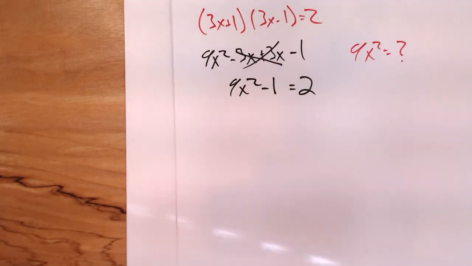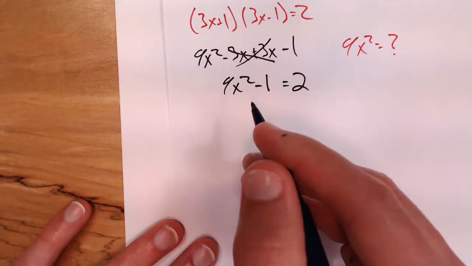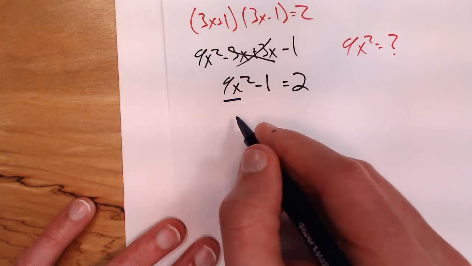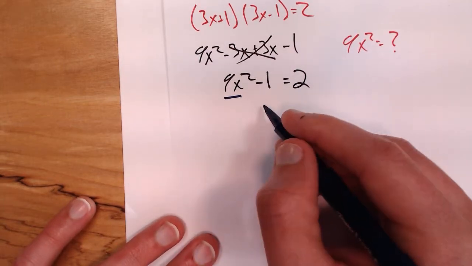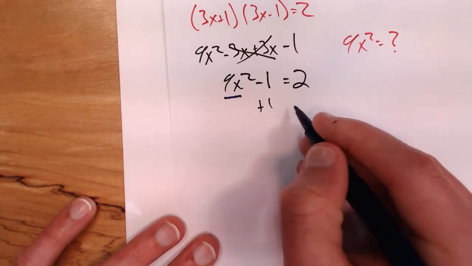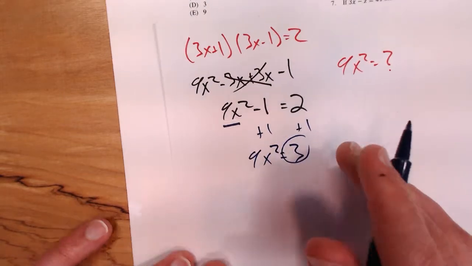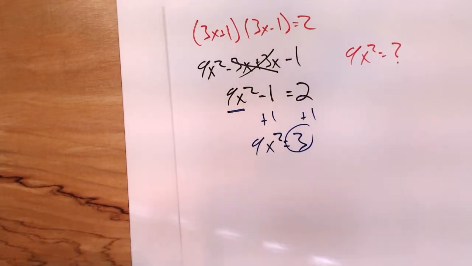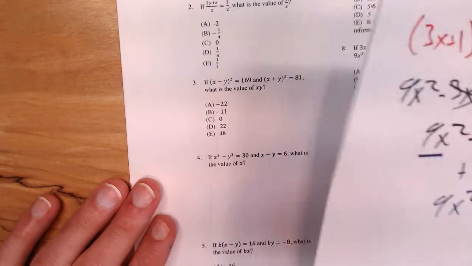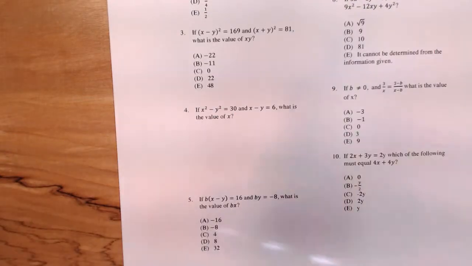Remember, our job is to solve for 9x squared. So it's easy to go too far on this one. It's an easy mistake to make. You don't want to solve for x. You just want to solve for 9x squared. So I'm just going to add 1 to both sides. So I get 9x squared equals 3. So the answer must be D. Notice, if I tried to solve that for x, it would have taken much longer. So we are saving time, which is going to help you really kick butt on the SAT.